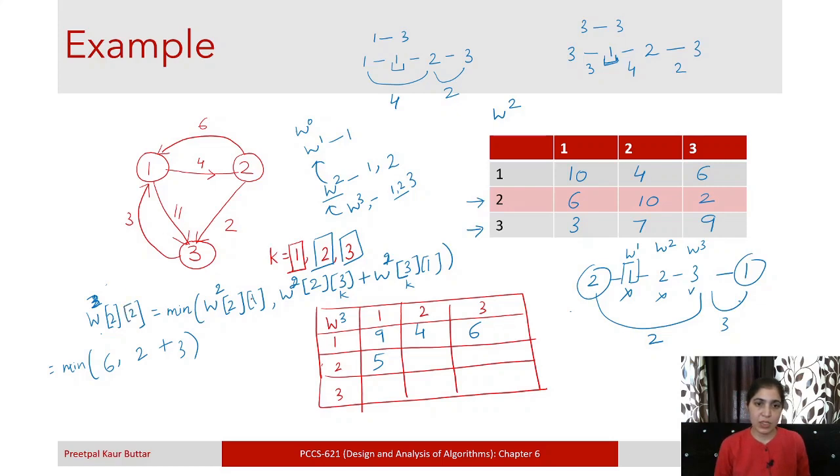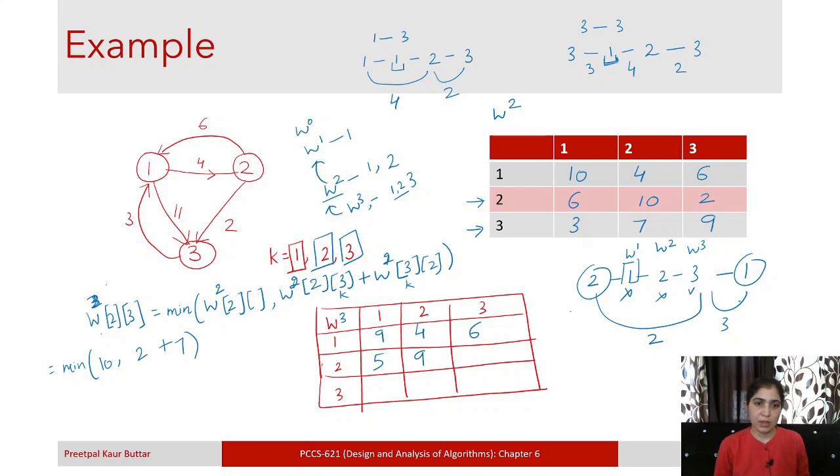Okay, now let us move to 2 comma 2. Now j has changed to 2. 2 comma 2 is 10 and 3 comma 2 is 7 here. So we are getting a better path, right? So now you are getting a better path here.